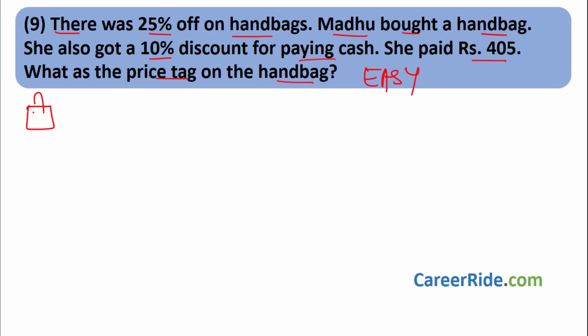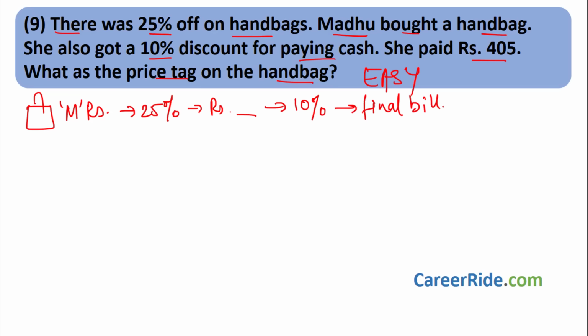There was a handbag, and there was 25% off on it. We do not know the price of the handbag, so let us assume the marked price to be M rupees. On that, Madhu got 25% discount. After deducting 25%, there was some price. On that again she got 10% discount, and then she paid the final bill after these two discounts. The final bill was rupees 405. They have given 405 as the amount which she paid. Now, what does this mean? She got two successive discounts of 25% and 10%.